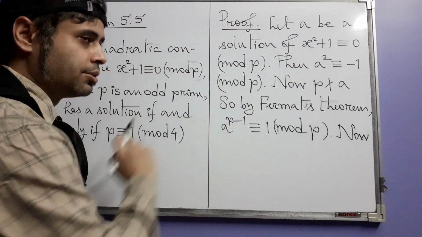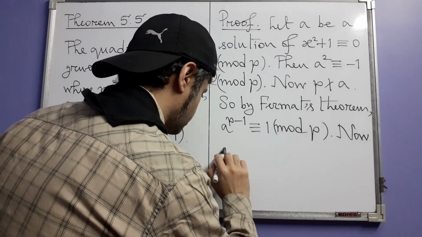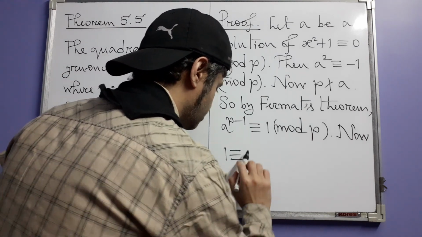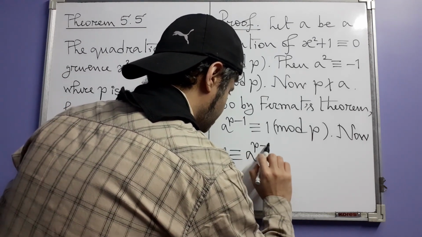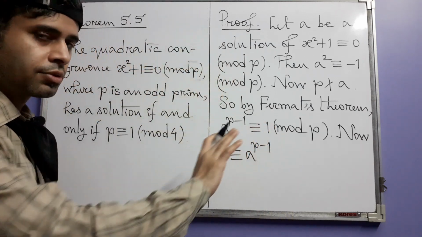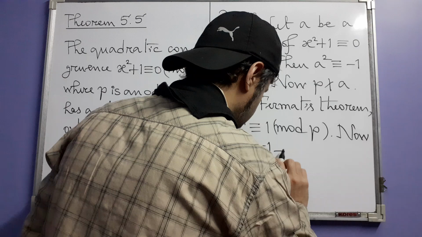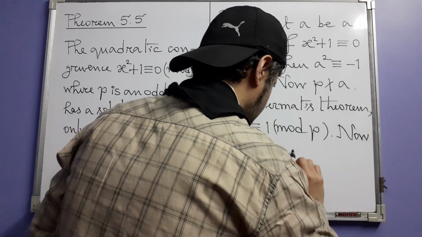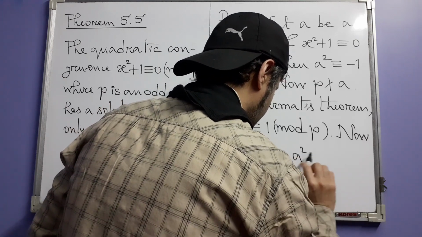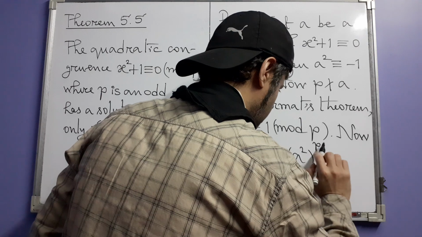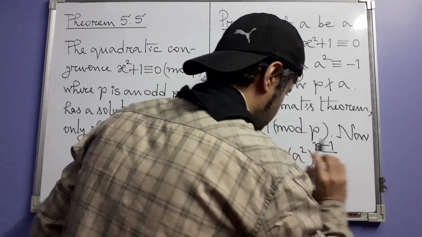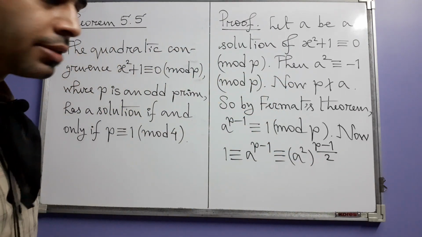Let us start with 1. 1 is congruent to a to the power p minus 1. The modulus, of course, is p, that's understood. We will write it finally. Now you can write this a to the power p minus 1 as this. Does it make sense?